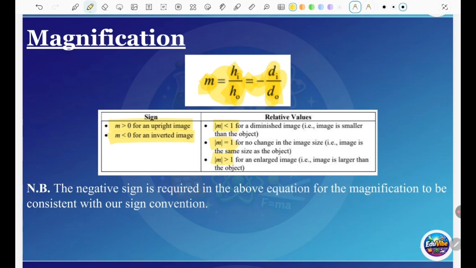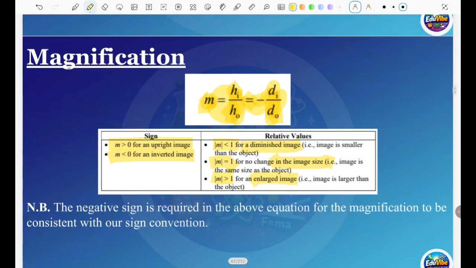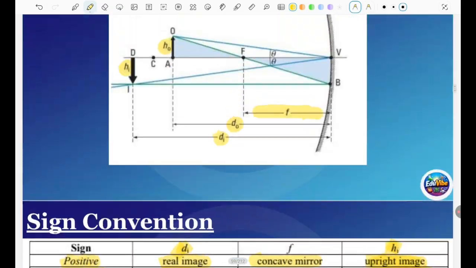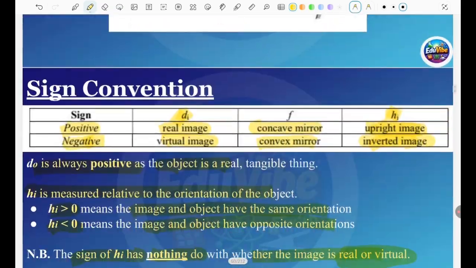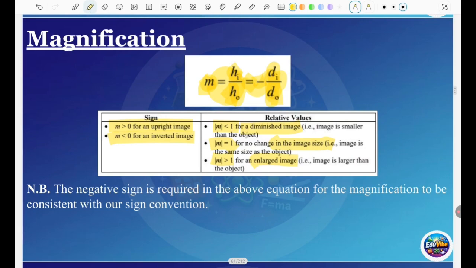If the magnitude of m is less than 1, you will get a diminished, smaller image. If m is equal to 1, you get the same size image, the image size is the same as the object, no change. If m is greater than 1, you will get an enlarged image, which is larger than the object. These two formulas are in your formula sheet. You have to memorize these two slides because they are all about the sign conventions, which you need for making ray diagrams or doing the mathematical analysis questions.